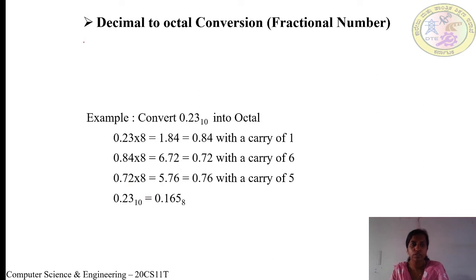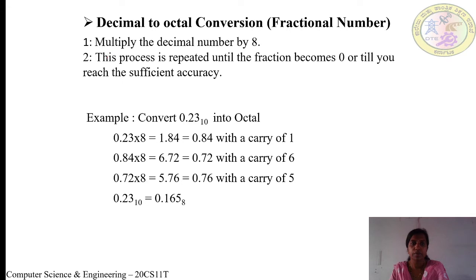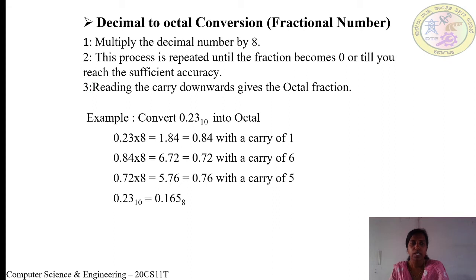Next we move on to the conversion between decimal to octal of fractional number. First step, multiply the decimal number by 8. You take any fractional decimal number that should be multiplied by 8. Second step, the process is repeated until the fraction becomes 0 or till you reach the sufficient accurate value. Third step, reading the carry downwards gives the octal fraction. Whatever carries we have recorded should be read from top position to the bottom position.